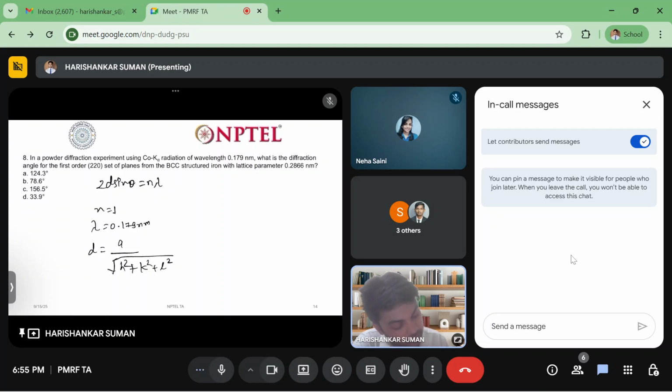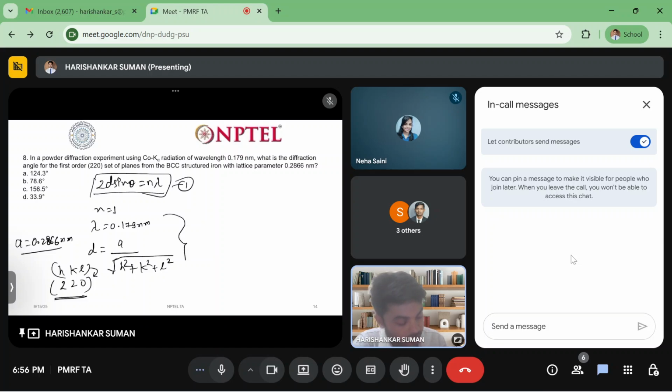You can use the formula for body centered, HKL are given as 220, and a is also given, 2.866. All things are given. Now please use this first formula based on the given information. Use all this information in the first formula. Please calculate this. We can take 5 minutes for this question, but please solve. You have to just perform the calculation, nothing else.